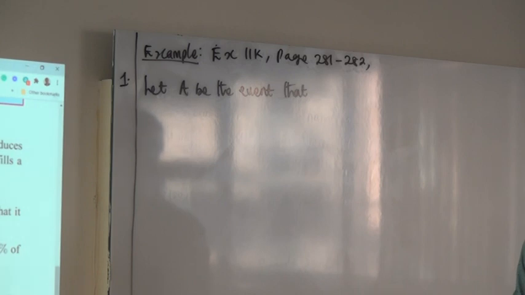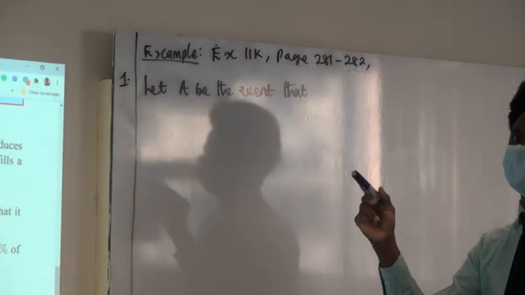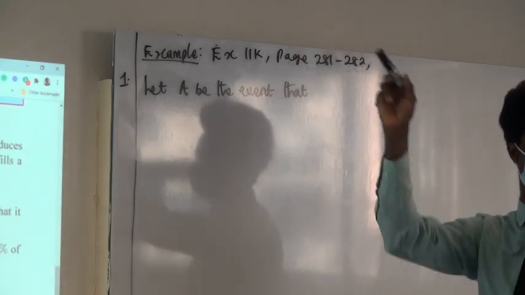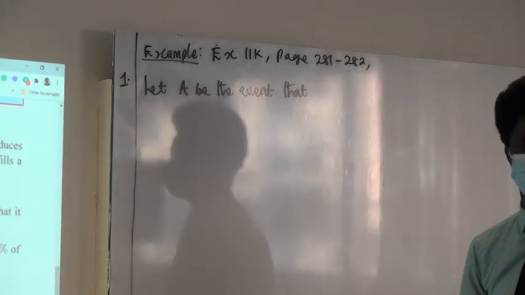That the machine A produces. So if I say machine A produces the coffee, then A prime would be machine B produces the coffee. So let's write that. Instead of A and B, we just say A and A prime. Is that okay? Okay.